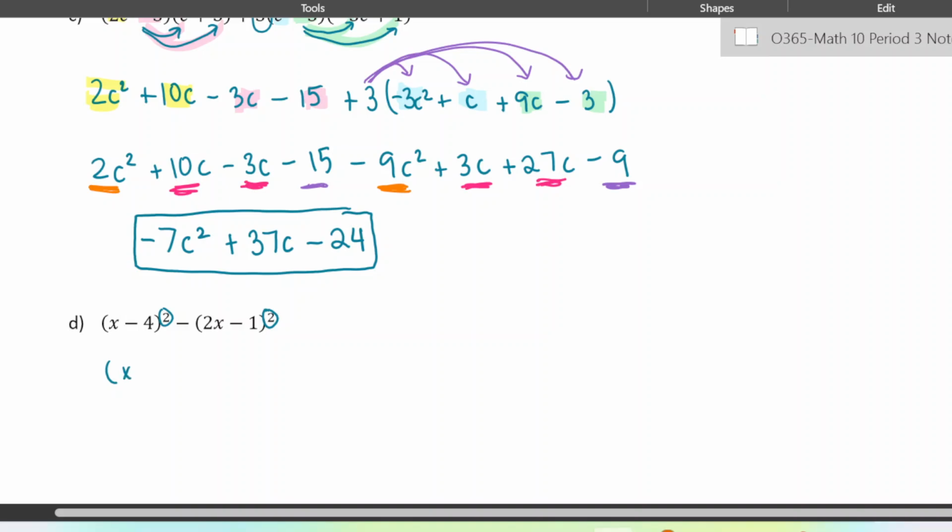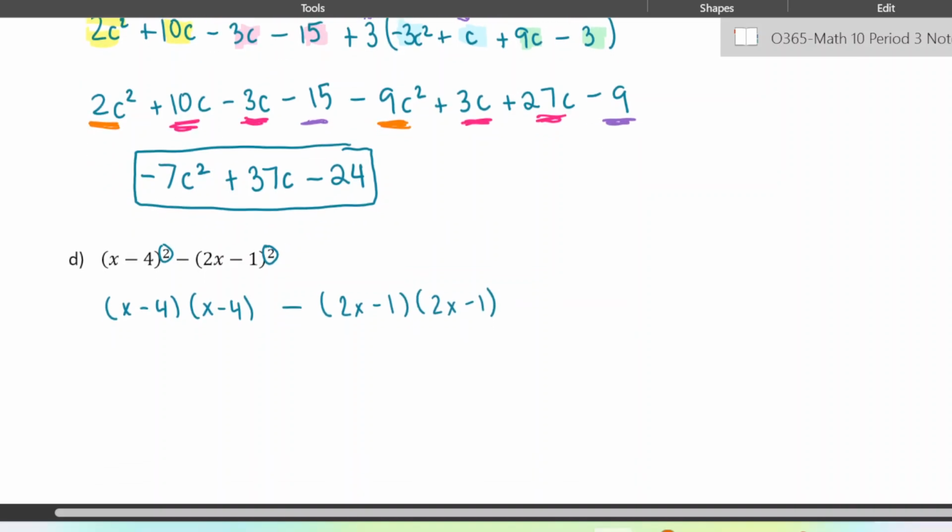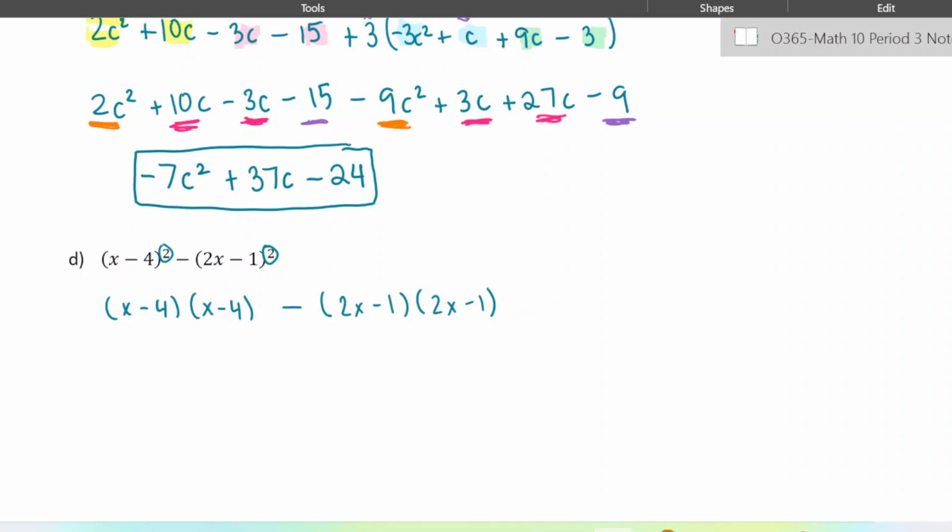So another way to write this would be x minus 4 times x minus 4 minus 2x minus 1 times 2x minus 1. If you want to challenge yourself, you could pause the video here and try this on your own and then come back and check, but you can also do it with me.